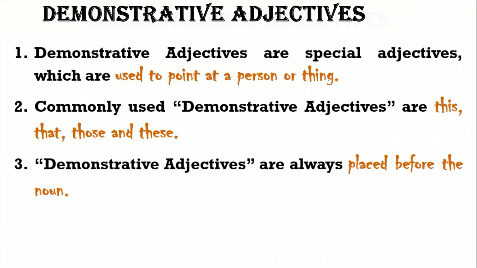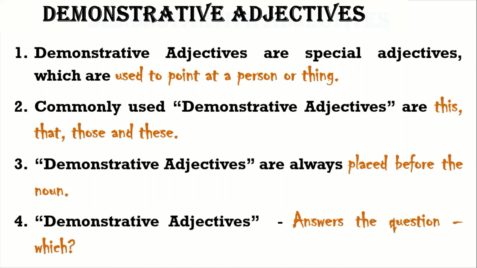The third point is demonstrative adjectives are always placed before the noun. As we saw in the previous example, this book is mine. So all these, this, that, those, and these, should come just before the noun. Only then can you understand that it is a demonstrative adjective.